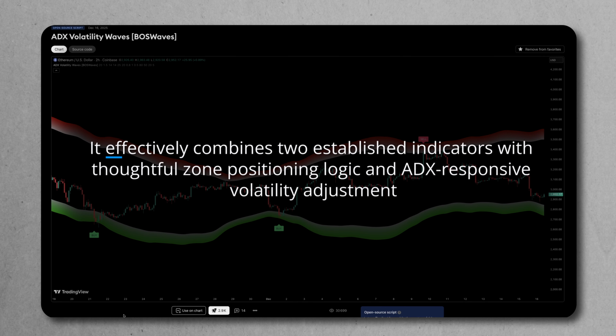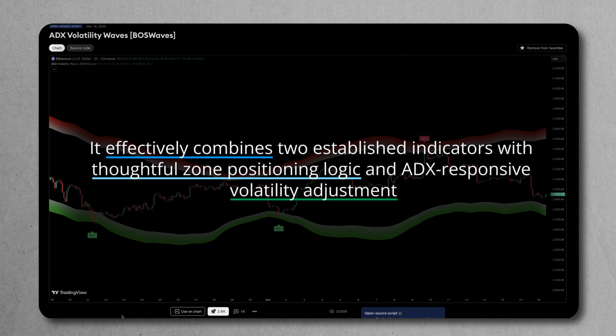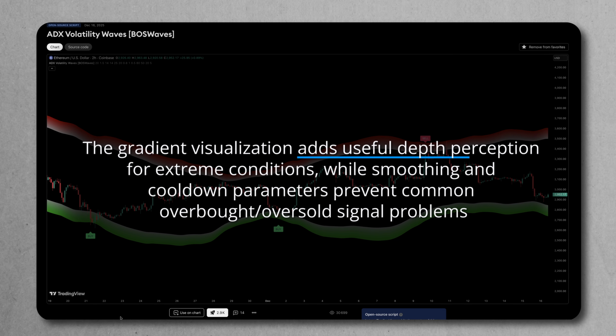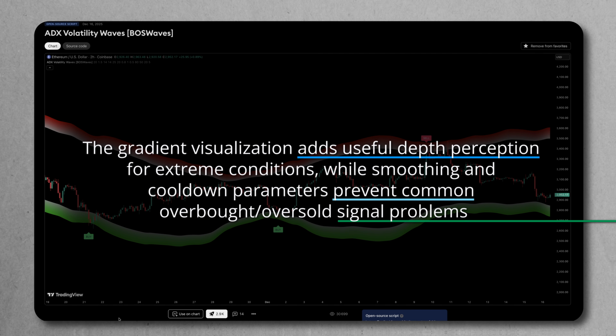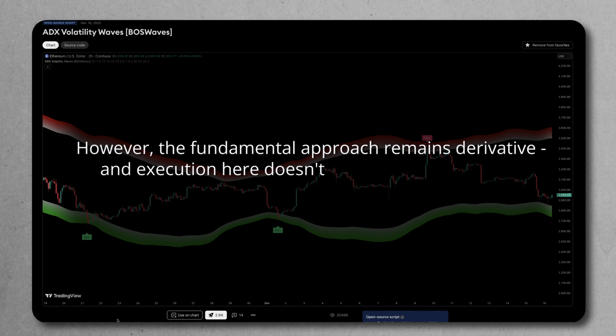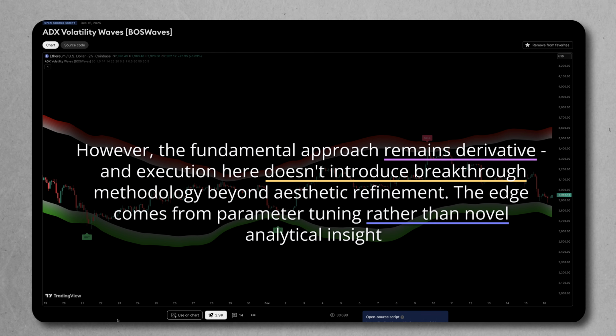It effectively combines two established indicators with thoughtful zone positioning logic and ADX-responsive volatility adjustment. The gradient visualization adds useful depth perception for extreme conditions, while smoothing and cooldown parameters prevent common overbought/oversold signal problems. However, the fundamental approach remains derivative, and execution here doesn't introduce breakthrough methodology beyond aesthetic refinement. The edge comes from parameter tuning, rather than novel analytical insight.